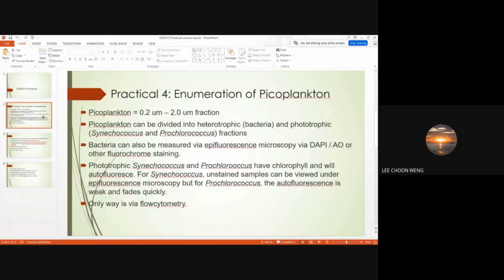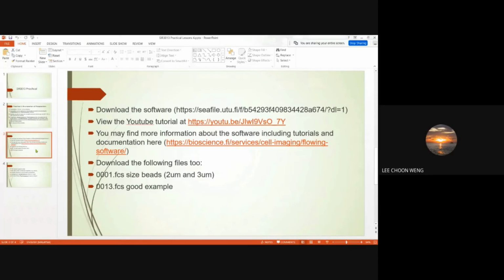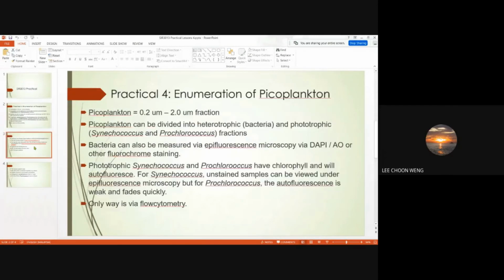So for practical 4, this is just a way of using the software to process your flow cytometry data in order to determine the different fractions, okay, based on color and based on size. So for this example, I've given you the flowing software, an example of flowing software, but this is only available for Windows.